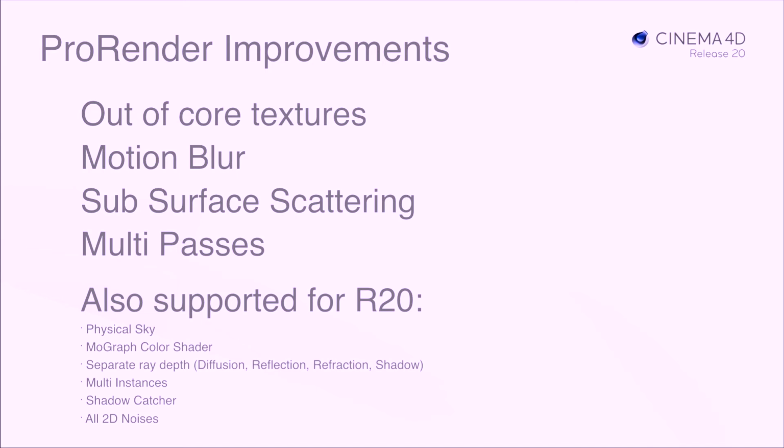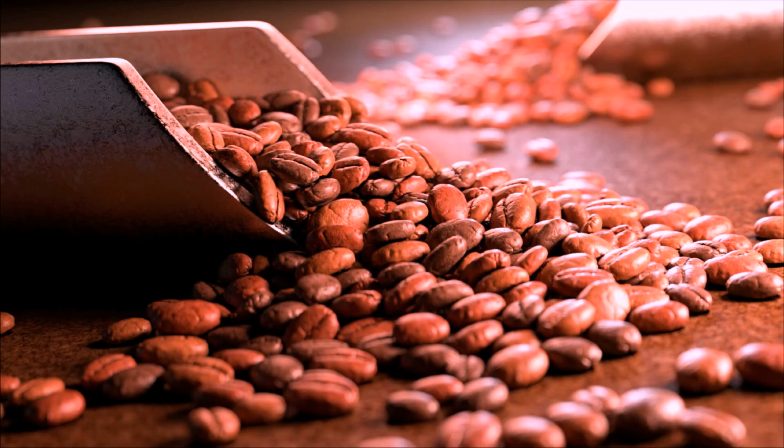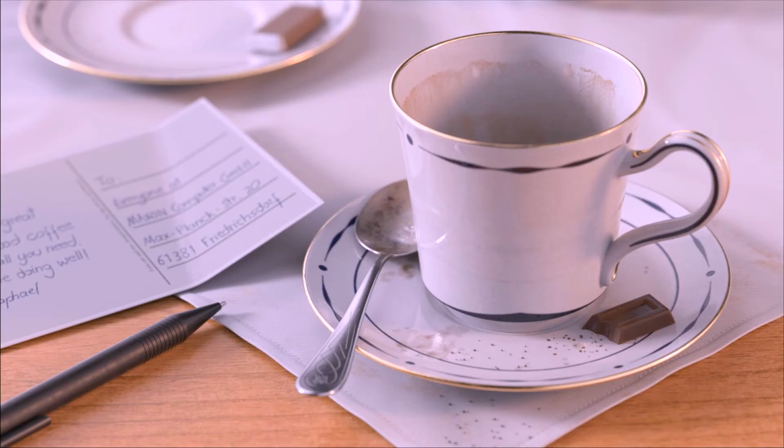And a few additions as well with the physical sky, MoGraph color shader, separate ray depth on various parameters in the render settings. Multi-instances work obviously, and we can use shadow catcher and 2D noises. So quite a few good improvements to that as well, making it more usable for production work. These are a couple of the examples. These scenes are also in the content browser of R20, so you can open them and examine them and test them out for yourself. And this one as well.